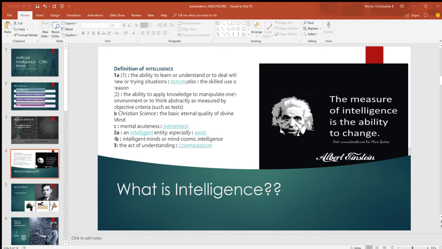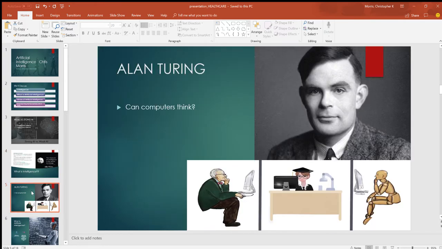So what is intelligence, though? Are we talking about this person's intelligent, that's intelligent? Well, the definition of intelligence: the ability to learn, to understand, or to deal with new or trying situations; the ability to apply knowledge to manipulate one's environment, think abstractly, et cetera. The act of understanding. Albert Einstein says the measure of intelligence is the ability to change. We probably have our own definitions of intelligence. A scientist by the name of Jacques Fresco, who was a good friend of mine, used to tell me that intelligence was the ability to extract that which is relevant. So we all have an idea of what intelligence is.